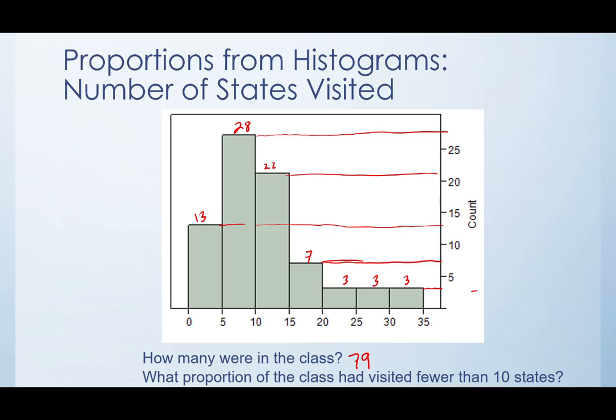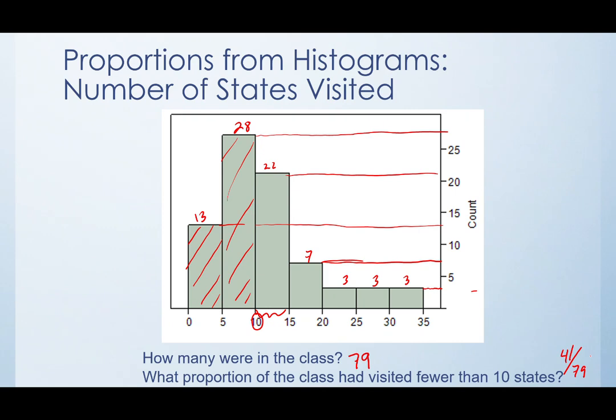What proportion visited fewer than 10 states? So 10 is here, and this bar is going to include 10. So the 2 bars below it, this would be 0 to 4.999, and this would be 5 to 9.999. Those are all the individuals that fit our criteria of visiting less than 10 states. So what is 13 plus 28? That is 41 in those 2 classes, out of the total.